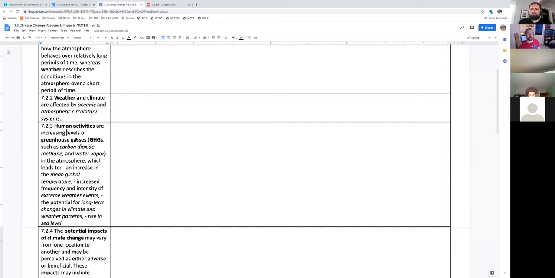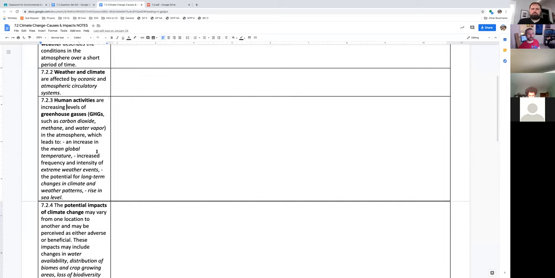7.2.3, human activities are increasing levels of greenhouse gases. And it gives most of the information that you need to know right here. Okay, so that leads to an increase in mean global temperature, increased frequency and intensity of extreme weather events. What would be some examples of some extreme weather events?